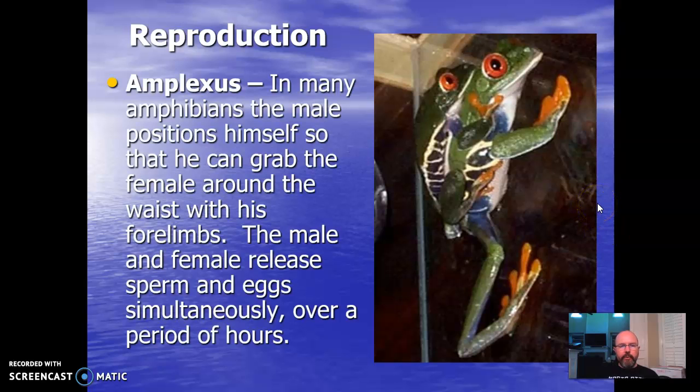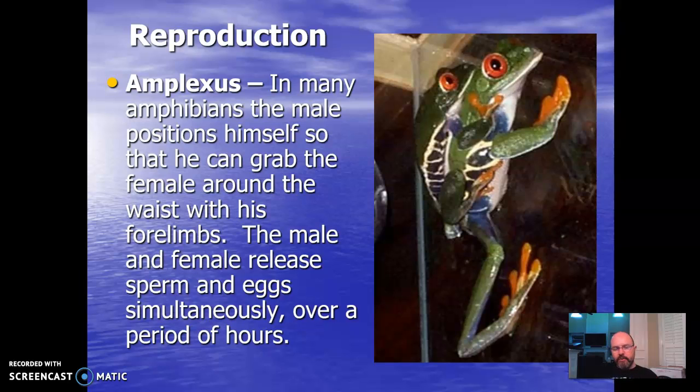Reproduction. So amplexus, this is the name given to the pose that amphibians will adopt during reproduction. So you're looking at a picture here of frogs that are getting ready to reproduce, and this is not because there is internal fertilization. There's no contact between the sex organs of these two frogs. What's happening is the male positions himself on the back of the female, and he wraps his legs around the base of her abdomen, around her abdomen, and his front legs around the upper part of the body. And he actually is physically stimulating the female to release eggs.